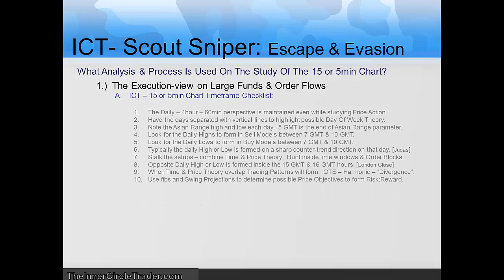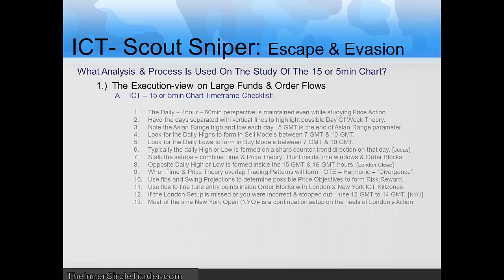Use fibs and swing projections to determine possible price objectives to form risk to reward ratios. Use fibs to fine-tune entry points inside order blocks with London and New York ICT kill zones. If the London setup is missed or you were incorrect and stopped out, you can use 12 GMT to 14 GMT, the New York Open session.